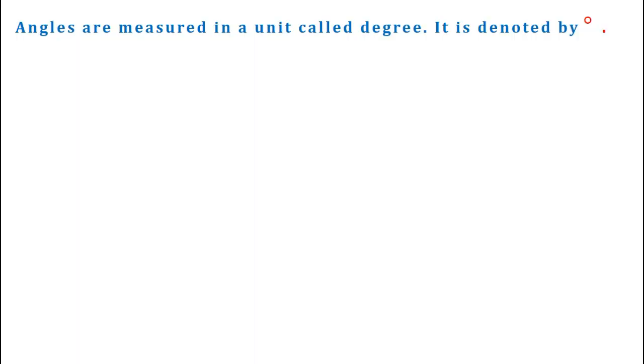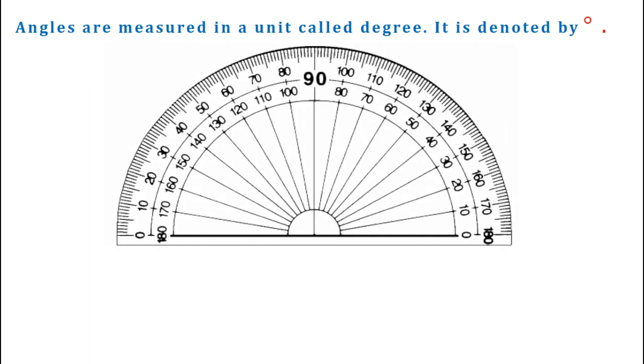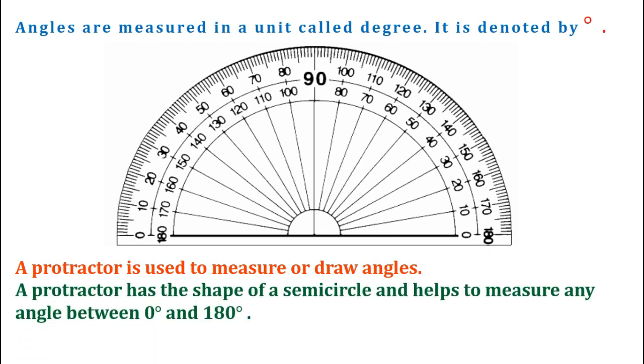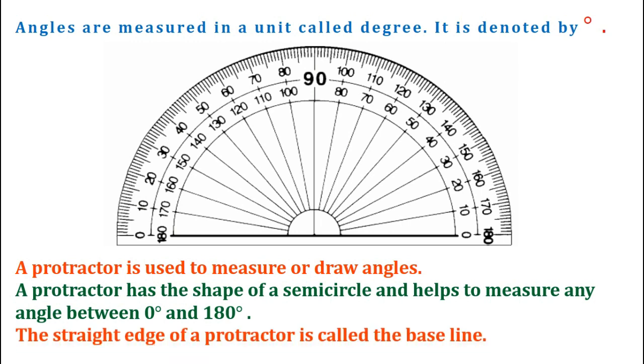We measure the size of an angle using a unit called degree. The symbol used to denote a degree is shown beside. The picture which you can see on the screen is that of a protractor. This protractor is used to measure or draw angles. As you can see, the protractor has the shape of a semicircle and helps to measure any angle between 0 degree to 180 degree. The straight edge of a protractor, which is at the bottom, is called the baseline.